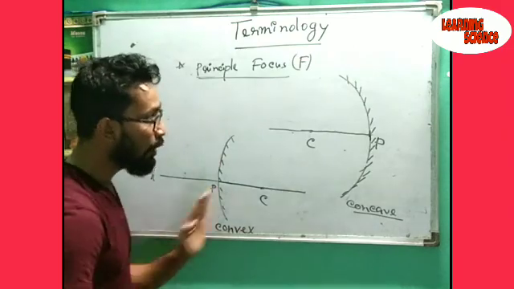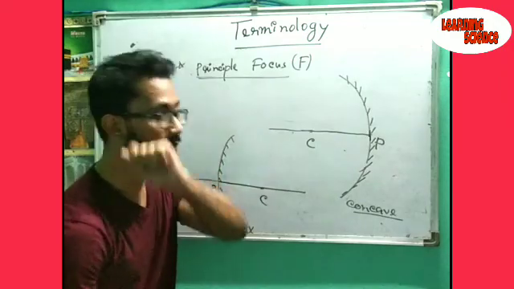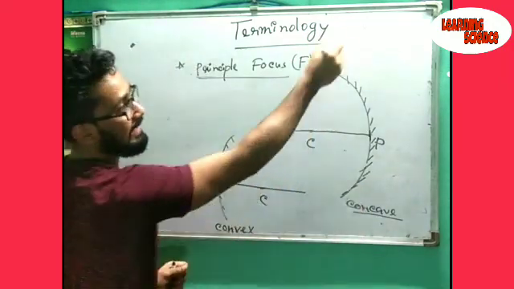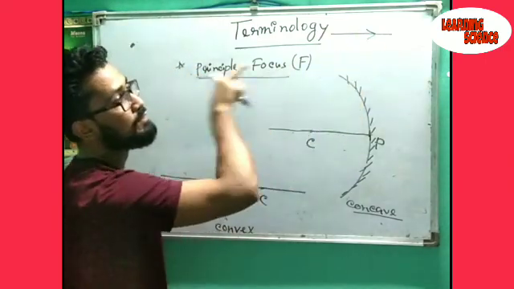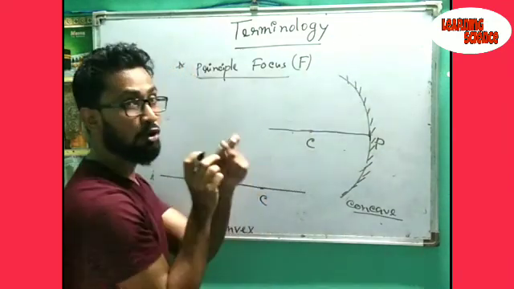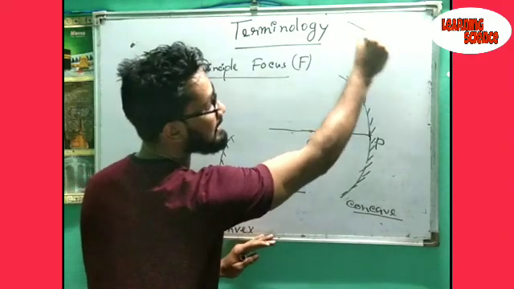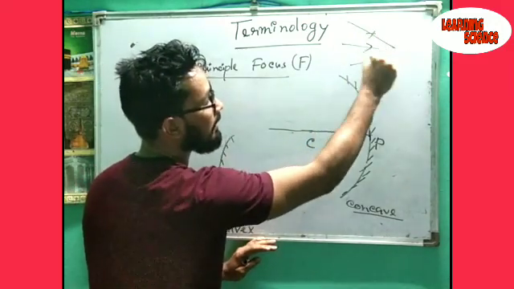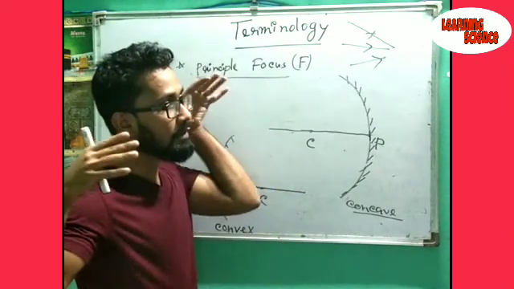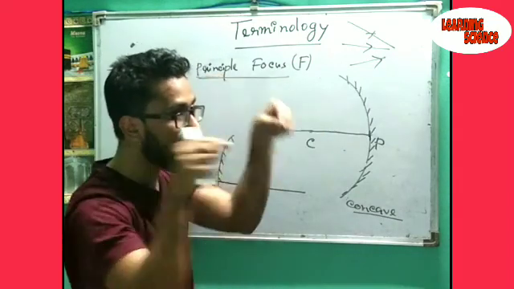When a parallel beam of light falls on the mirror. Now this is a new term, beam of light. A ray means a single ray of light, but a beam is a group of light rays. Now this beam of light can be converging. For example, you are going to school and all the students meet at a point. Converging means all the light rays are meeting at a point.